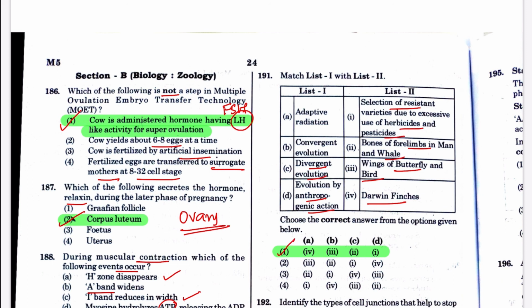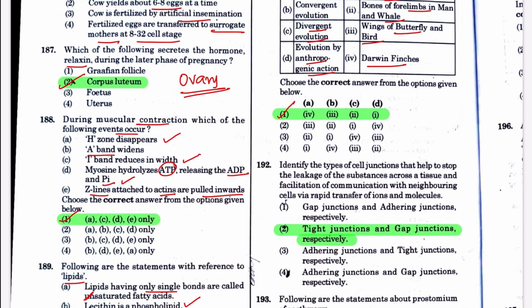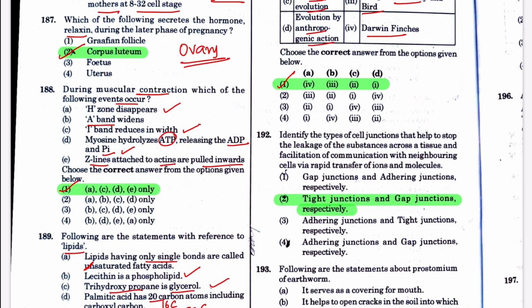So option 1. Okay, 192, identify the types of cell junction that helps to stop the leakage of substances. Another one is to facilitate the communication between the neighboring cells by transferring ions and molecules. For the first one, leakage of substances can be prevented by tight junction, and the communication between the neighboring cells to transfer ions and molecules can be with the help of gap junction between the cells. So option 2.